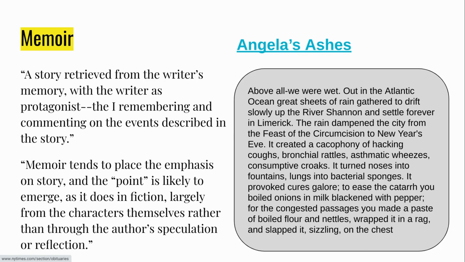But you would most likely write a memoir, which is about an event or about a decade. Right? I currently am writing a memoir, and it's a coming of age memoir. It starts from when I'm a kid and ends when I'm about 21. Okay. But it doesn't move beyond that. All right. So a memoir is a story retrieved from the writer's memory with the writer as a protagonist, the I remembering and commenting on the events described in the story.